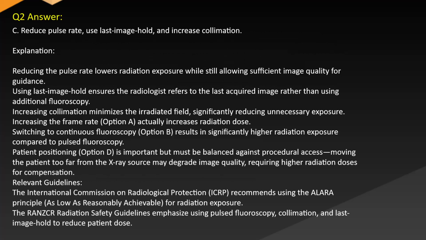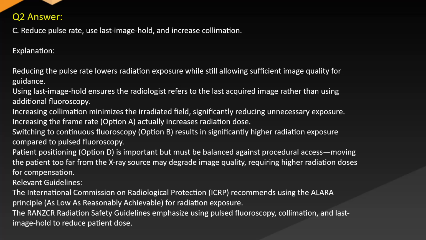Answer C. Reduce pulse rate, use last image hold, and increase collimation. Explanation: reducing the pulse rate lowers radiation exposure while still allowing sufficient image quality for guidance. Using last image hold ensures the radiologist refers to the last acquired image rather than using additional fluoroscopy. Increasing collimation minimizes the irradiated field, significantly reducing unnecessary exposure.